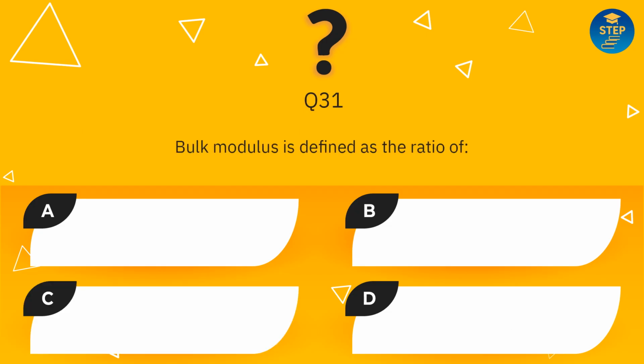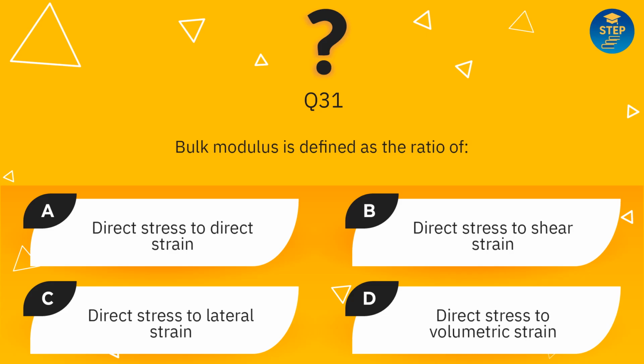Bulk modulus is defined as the ratio of direct stress to direct strain, direct stress to shear strain, direct stress to lateral strain, direct stress to volumetric strain. Answer is direct stress to volumetric strain.